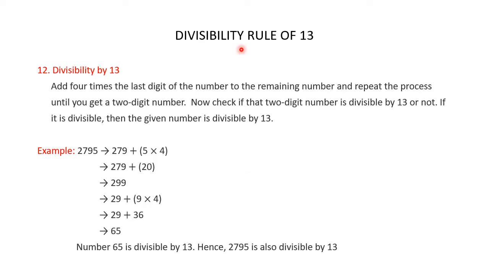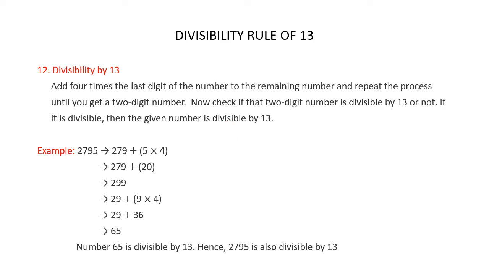Divisibility rule of 13. Add 4 times the last digit of the number to the remaining number and repeat the process until you get a 2-digit number. Now check if the 2-digit number is divisible by 13 or not. If it is divisible by 13, then the given number is also divisible by 13.